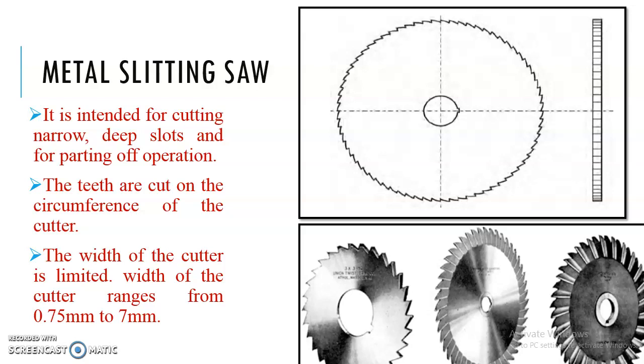The teeth are cut on the circumference of the cutter. If you see the picture here, around its circumference, with very small width and thickness, the cutting edges are projected, and we use these multiple cutting edges around its circumference for producing narrow and deep slots, as well as for cutting the material. Generally the width of the cutter ranges from 0.75 mm to 7 mm. So such metal slitting saws are useful for producing slots.